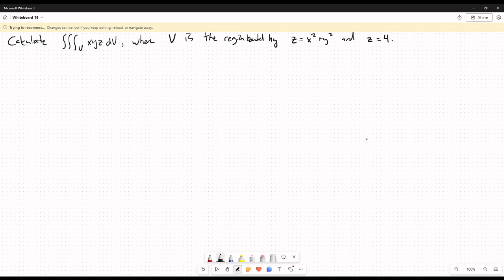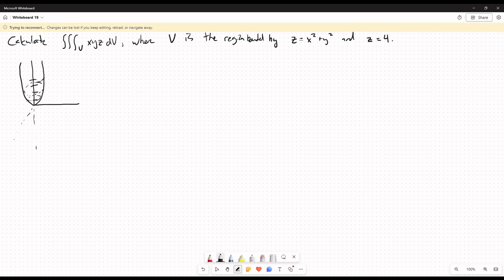So I want to calculate the integral of xyz over V, where V is the region bounded by the paraboloid z equals x squared plus y squared, and the plane z equals 4. So if I look at what that's going to look like, I'll do my best to draw this out here. It's going to be a paraboloid, so it's going to kind of look like a parabola. But it's also going to have these circular cross sections. And specifically at 4, it's going to intersect this plane.